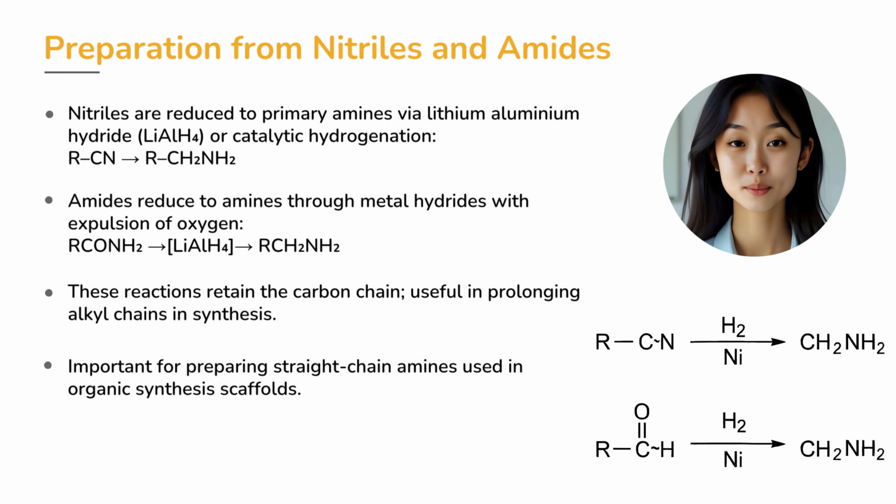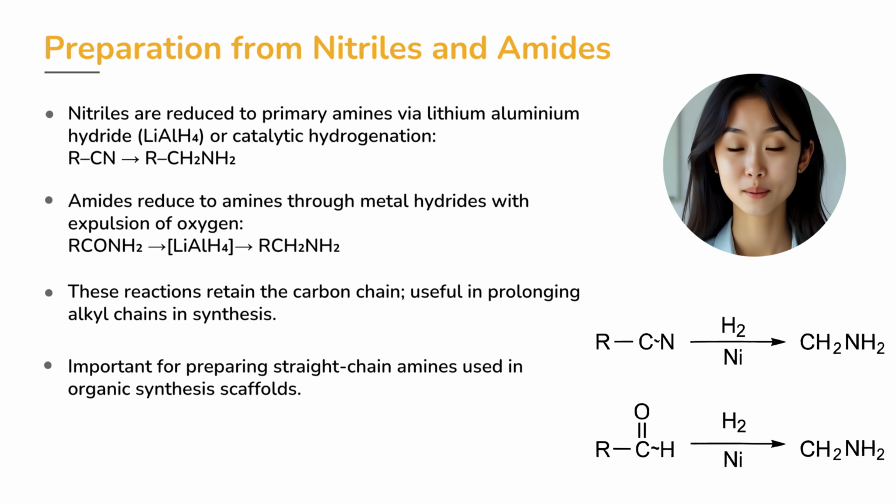Similarly, amides, which have a carbon double bonded to oxygen and single bonded to nitrogen, can also be reduced with metal hydrides. This process removes the oxygen and forms a primary amine, maintaining the original carbon skeleton intact. So, our RCONH2 turns into a RCH2NH2, keeping the molecular chain length the same.